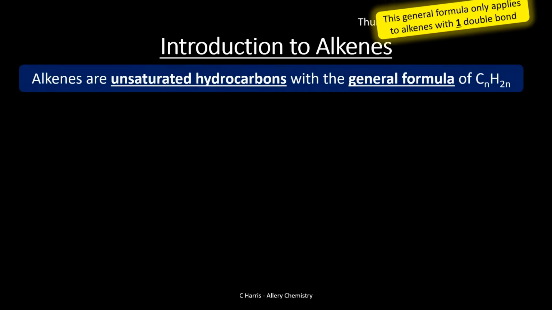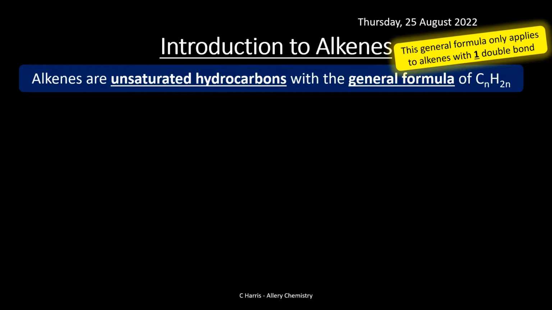Okay, so let's have a look at the other side of it, and this is alkenes. So we've looked at alkanes, and they're basically just saturated molecules. They have no double bonds in there at all. Alkenes, on the other hand, are unsaturated hydrocarbons, and they do have a double bond. So the general formula for an alkene with one double bond is CnH2n.